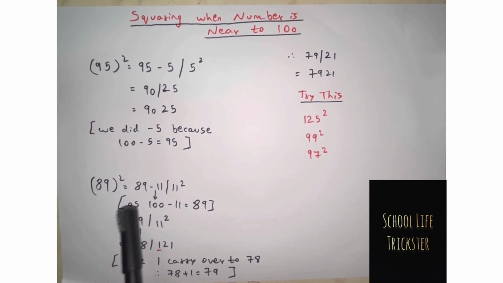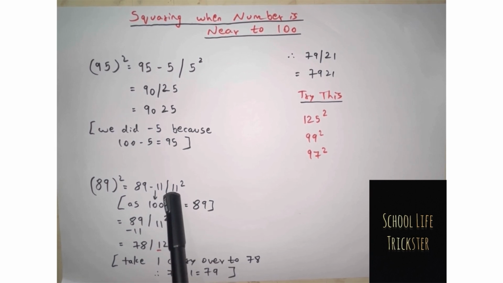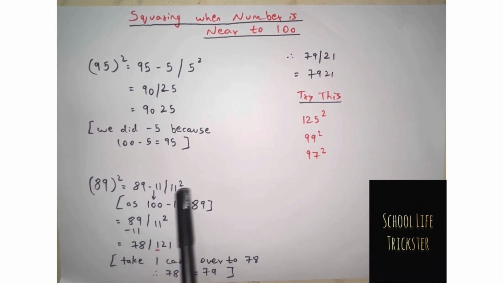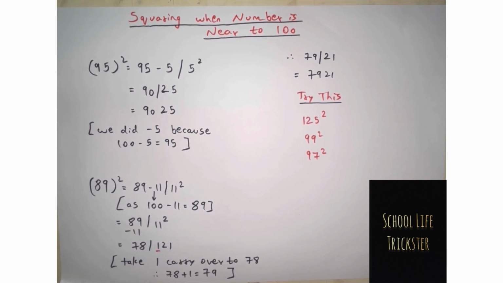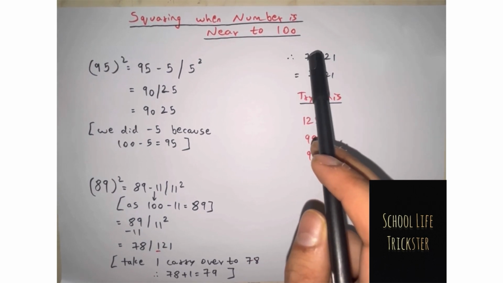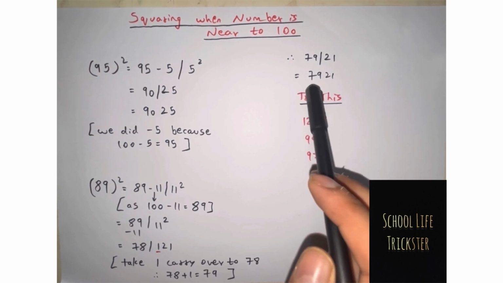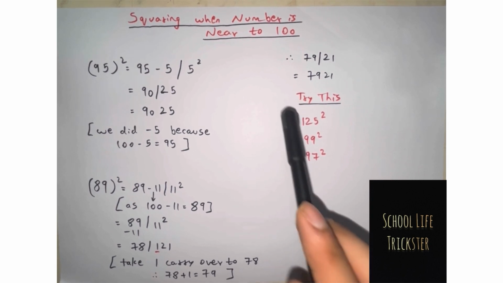89 square, it is 89 minus 11. Now 100 minus 11 is 89, so we write over here minus 11 and over here 11 square. So 89 minus 11 is 78 and 11 square is 121. Now over here there are 3 digits, so we take 1 as carryover, that is 78 plus 1 is 79. And we are left with 21, so we write this as it is, that is 7921. So 89 square is 7921. Now try this.